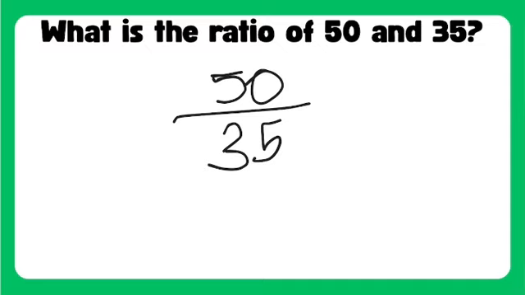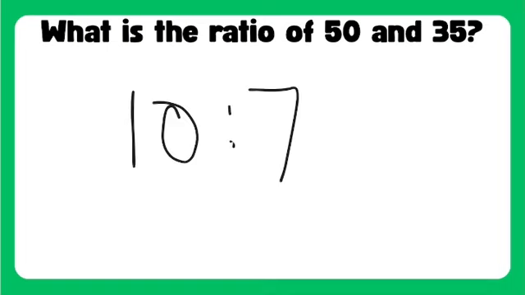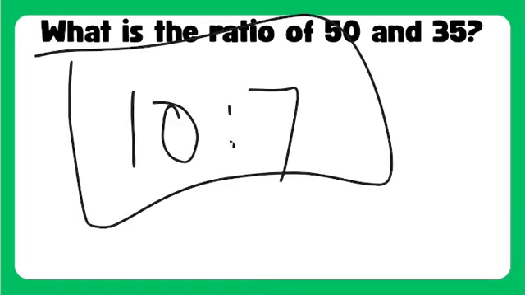So we're going to divide both of them by 5. So this will become 7 and this will become 10. And that's it. We already simplified it. There's no more common factor. It's 10 over 7. But that's not the answer because we have to put it into ratio terms. So we have 10 to 7. And that is our answer. And that's basically what ratios are.